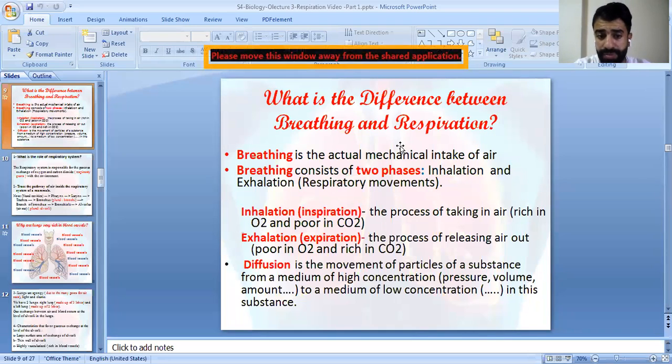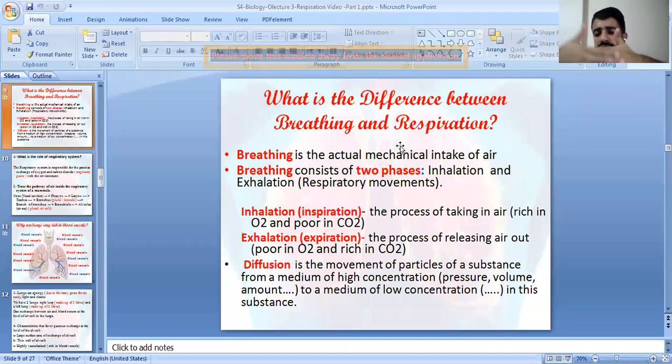For example, in my class, I have 50 students. And in the second section, in 9B, for example, we have 2 students. So the students are moving from the class containing a high number of students to the one containing a low number of students. So this is called diffusion.